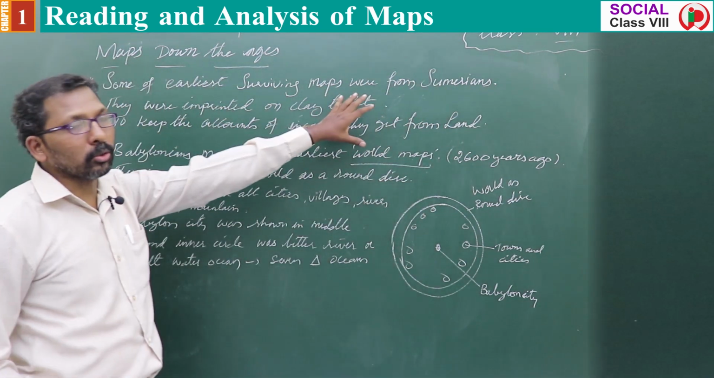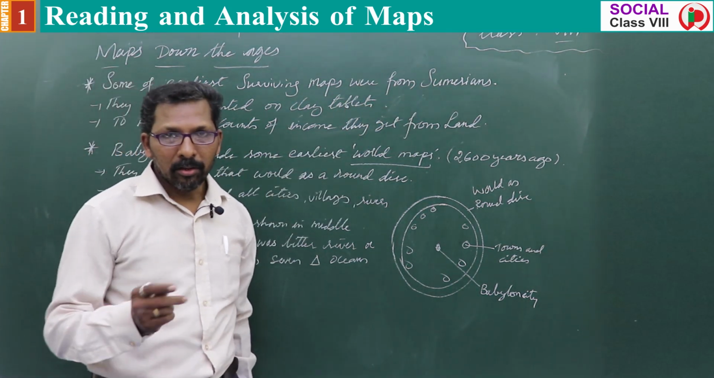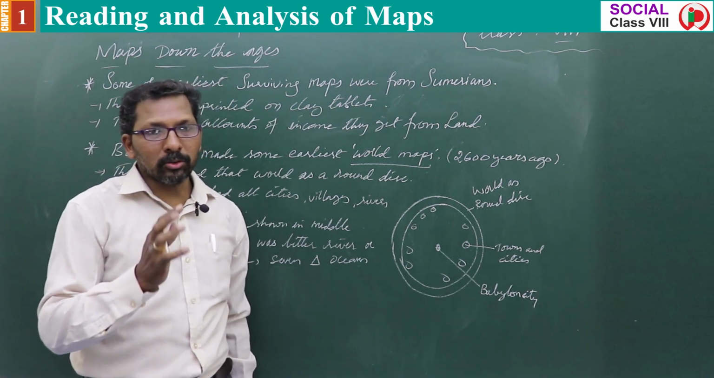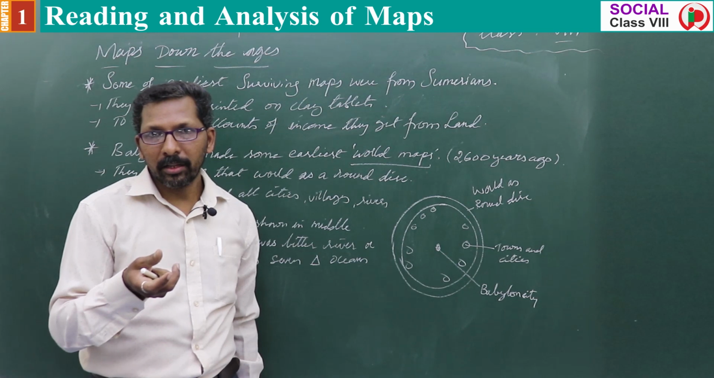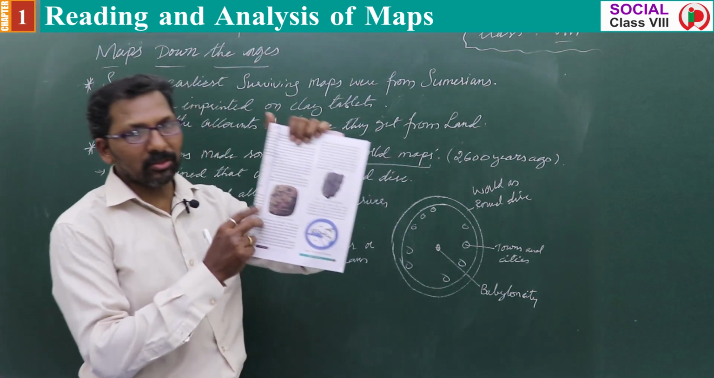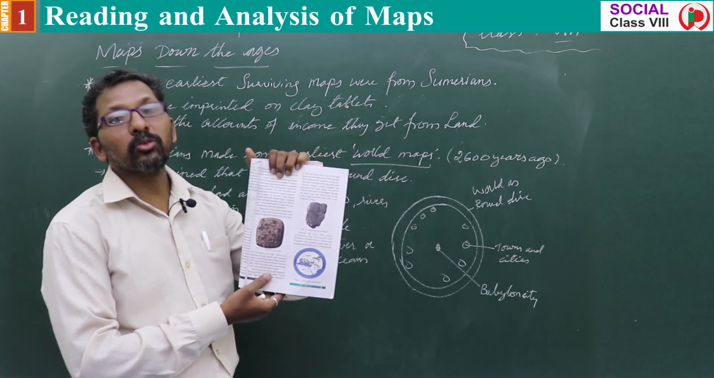These Sumerians used to draw maps on clay. What is clay? You make pots from it. So they used to draw the map on the clay and make it hard by burning it. Putting it on fire, it becomes hard. So we call it a clay tablet. If you look here, this is a clay tablet which has been prepared by the Sumerians.